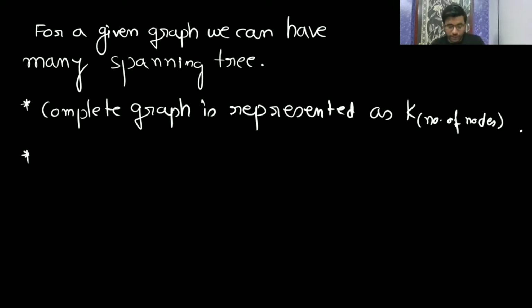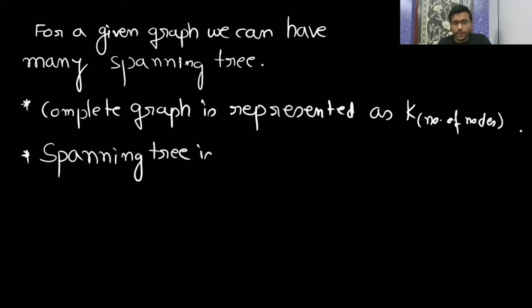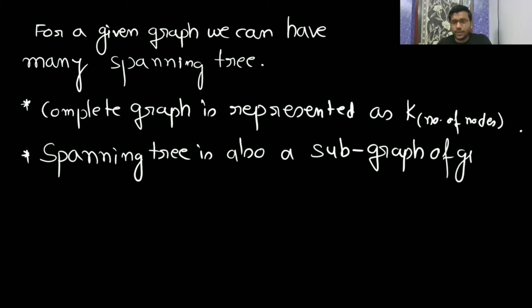Whatever spanning tree you get, it is going to be a subgraph of the given graph. A spanning tree is a subgraph, because we have seen subgraph: a subgraph is a part of your graph only. So a spanning tree is also a subgraph of the given graph.